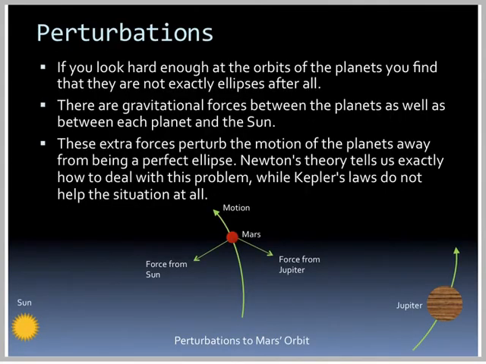The other thing that Newton's laws give you is perturbations. So if you look hard enough at the orbits of the planets, you'll find they're not exactly ellipses. For example, as Mars goes by Jupiter, it actually kind of moves out a little bit and back in, kind of this bump as it goes past Jupiter. So there are gravitational forces between the planets as well as between the planet and the sun. Those extra forces perturb the motion of the planets away from being a perfect ellipse. Newton's theory tells us exactly how to deal with this problem, while Kepler's laws don't deal with the situation at all.